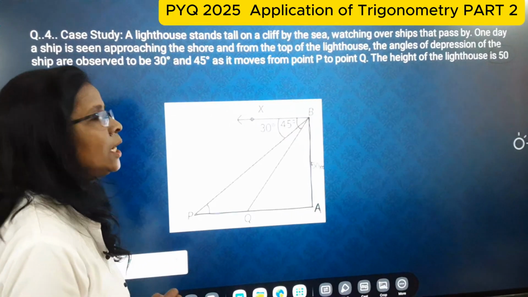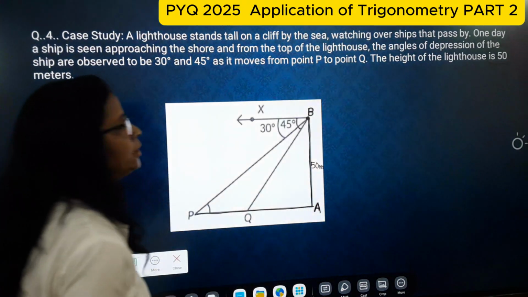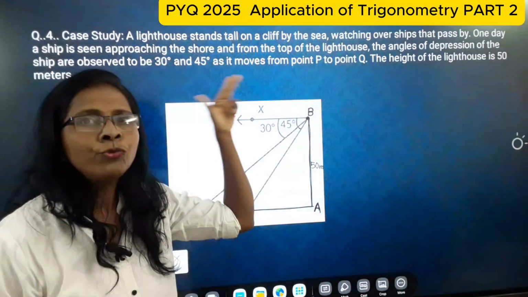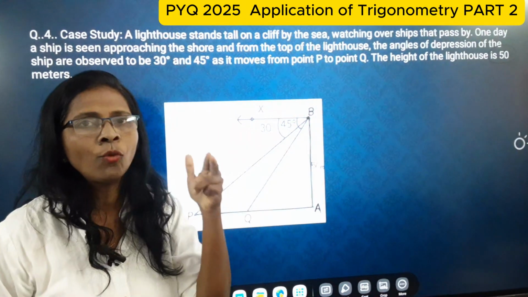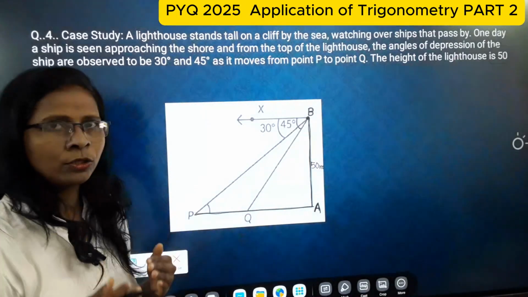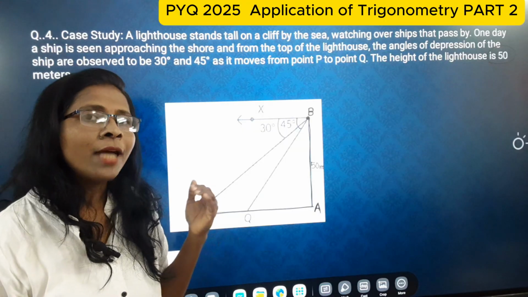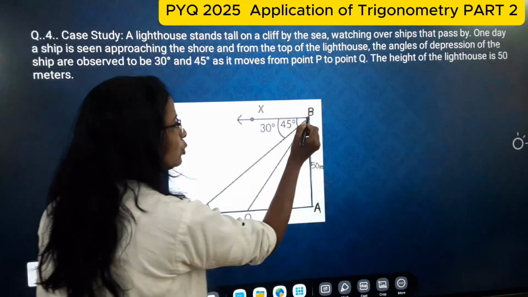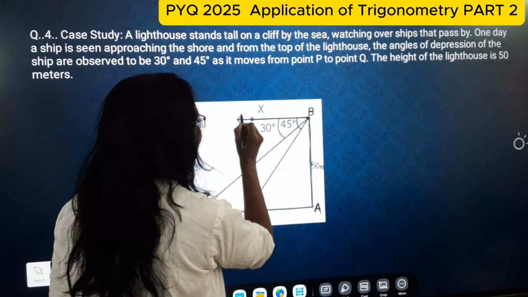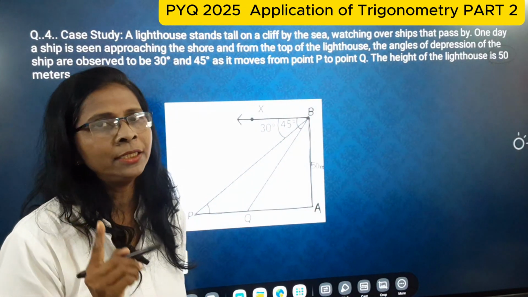And here, students, suppose we look from the top of the lighthouse. B represents the top of the lighthouse, and we observe the ship. From this point we observe the ship, and there will be the angle of depression, and from this position this will be the horizontal line. XB represents the horizontal line with respect to the top of the lighthouse B.